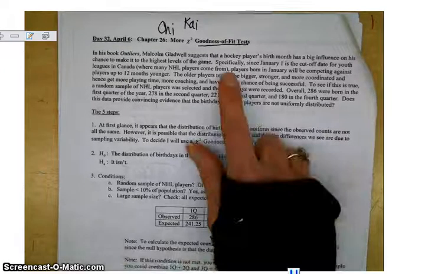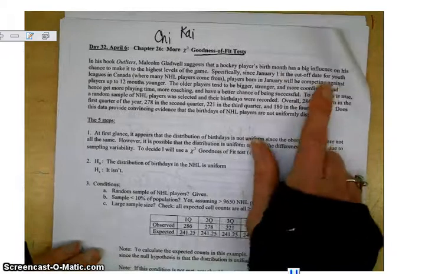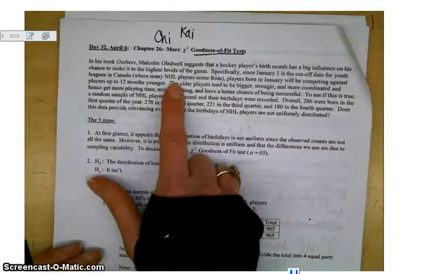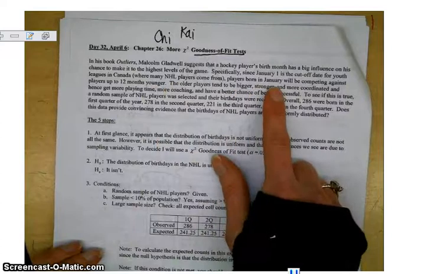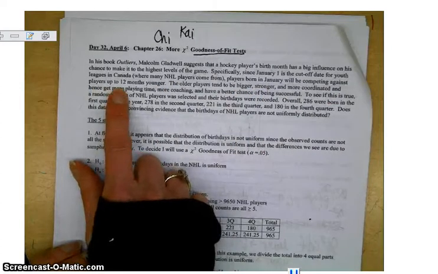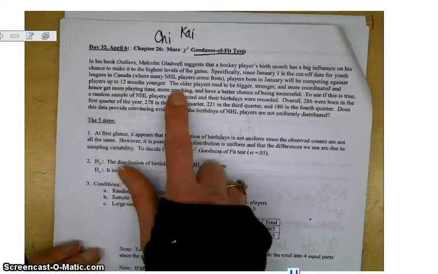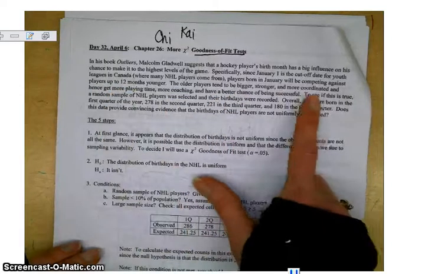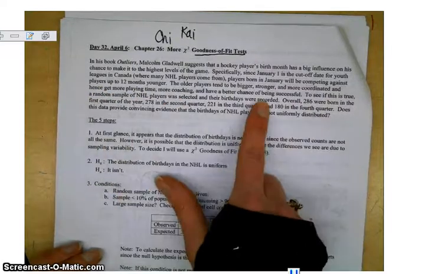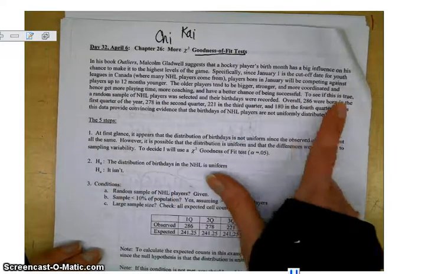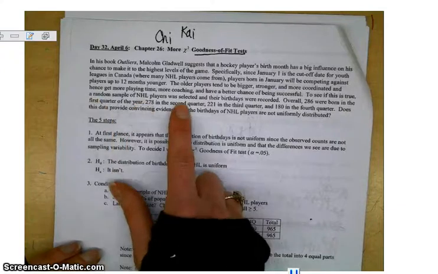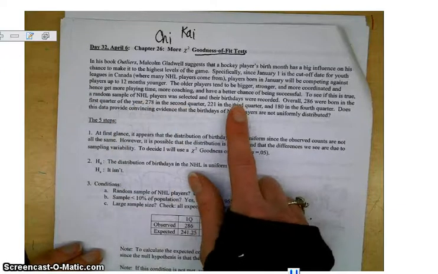Specifically, since January 1st is the cutoff date for youth leagues in Canada, where many NHL players come from, players born in January will be competing against players up to 12 months younger. The older players tend to be bigger, stronger, and more coordinated, and hence get more playing time, more coaching, and have a better chance of being successful. To see if this is true, a random sample of National Hockey League players was selected and their birthdays were recorded.